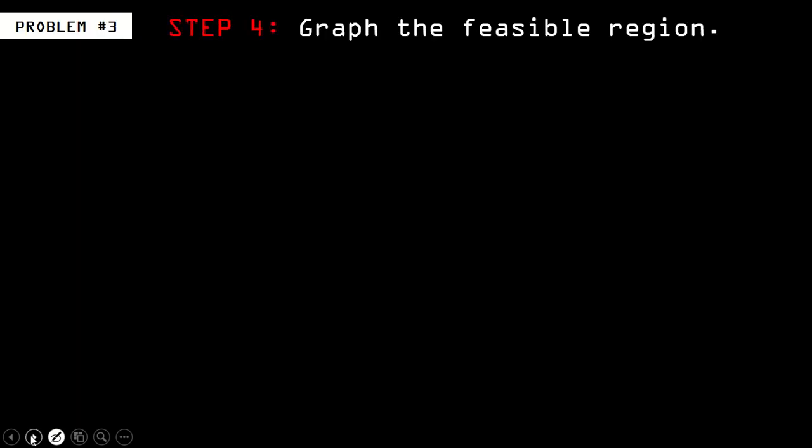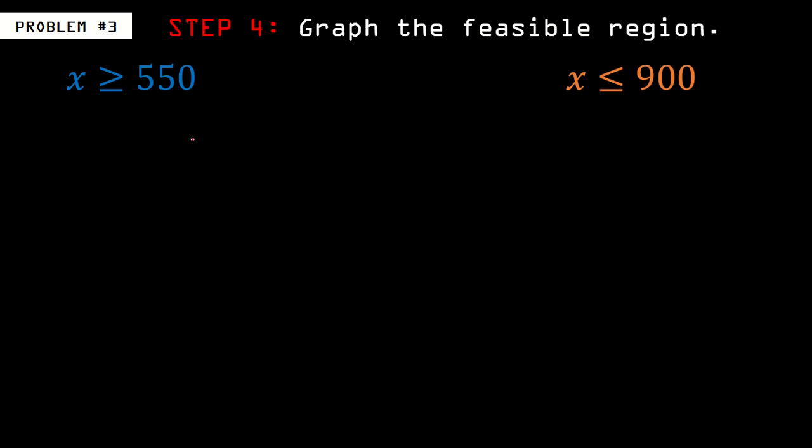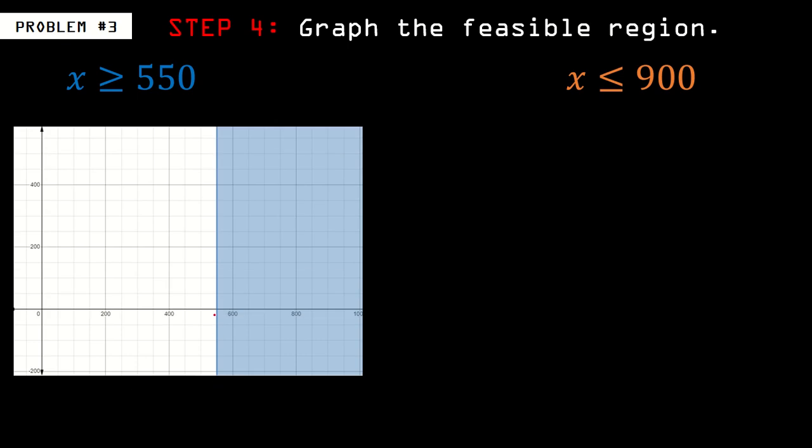Then for step 4, we need to graph the feasible region. So we have here x is greater than or equal to 550, and x is less than or equal to 900. Notice that x should be greater than or equal to 550, so all we need to do is identify that 550 in our x-axis. Since it should be greater than 550, we'll shade the right side of this Cartesian plane.